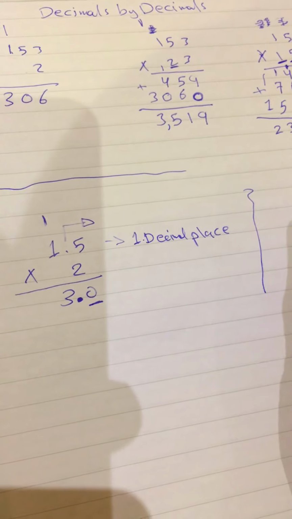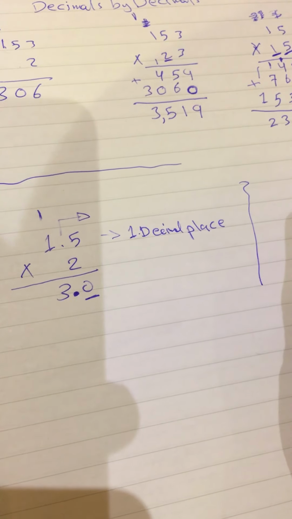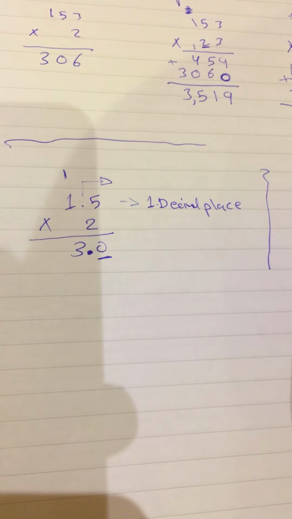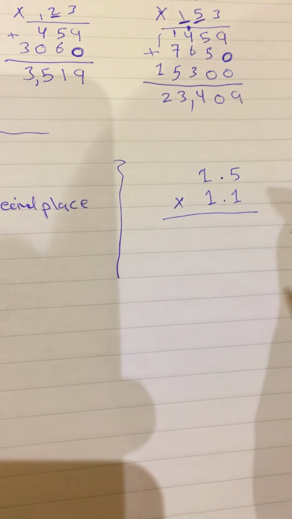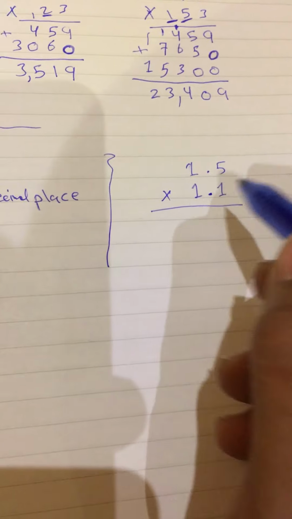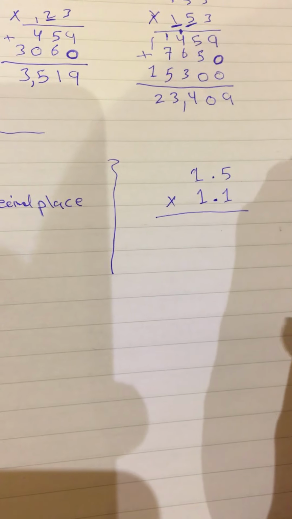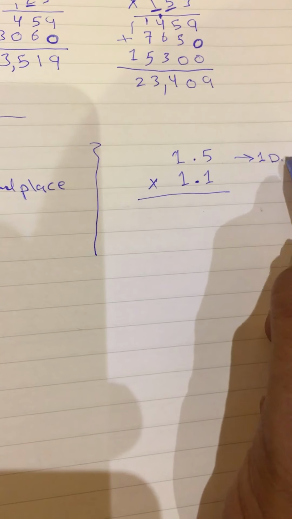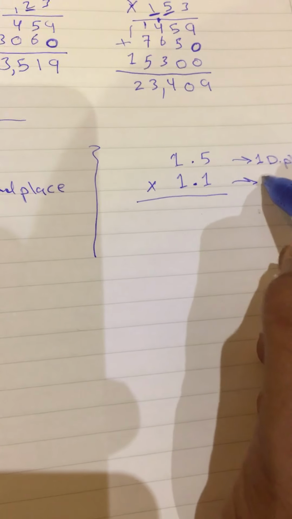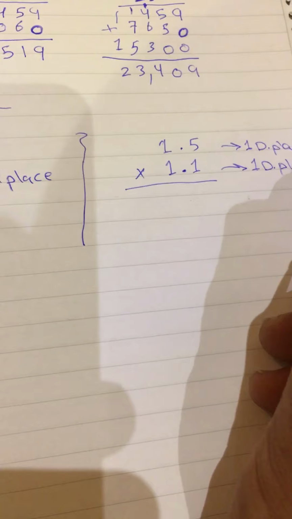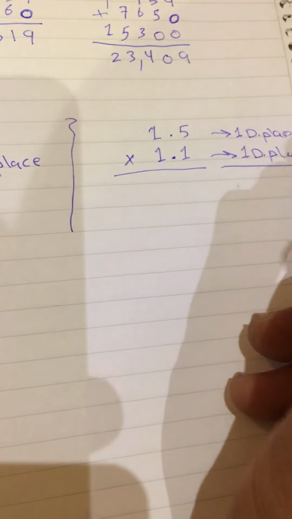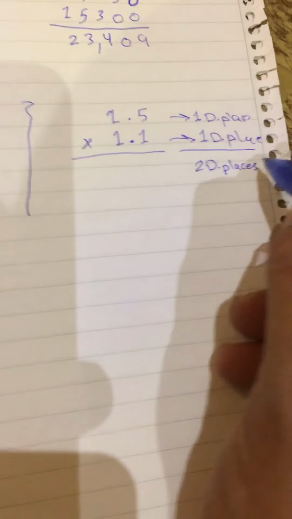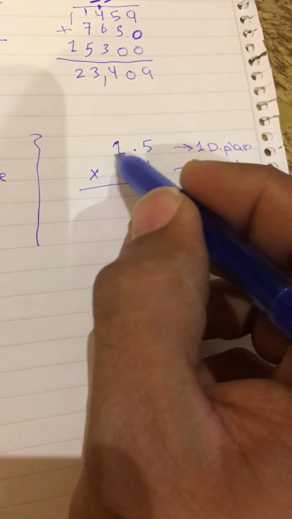For example, 1.5 times 1.1. I will multiply normally first. After that, I will count how many decimal places I have. Here I have one decimal place. Here I have one decimal place. In total, I have 2 decimal places. So now I'm going to multiply normally.